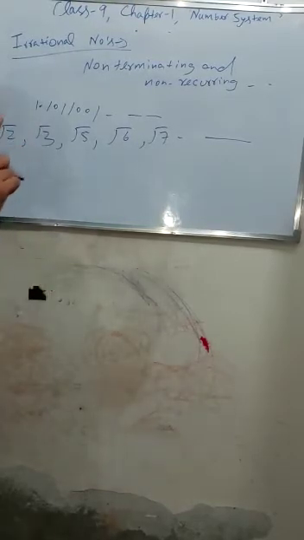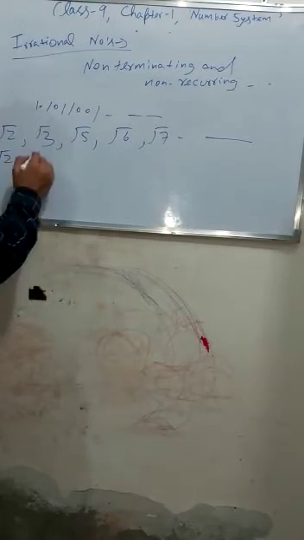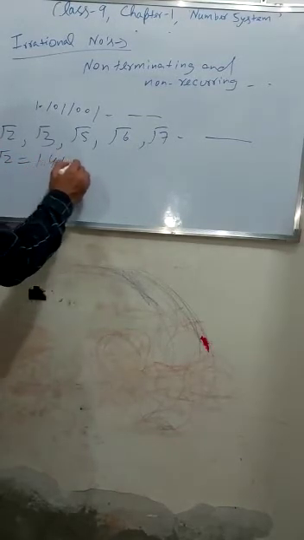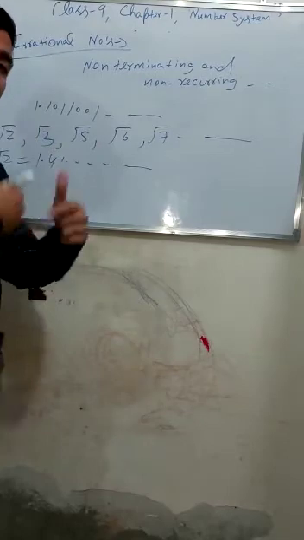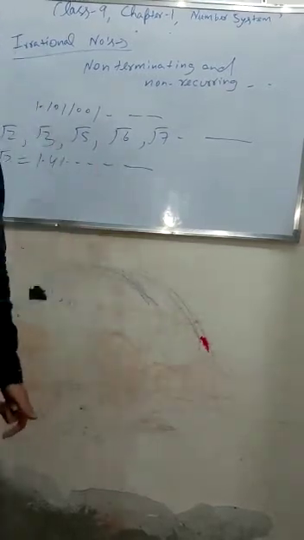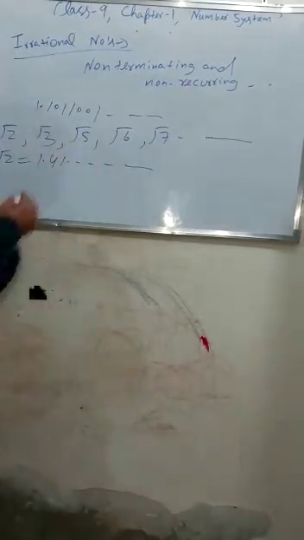That means their square root is irrational. For example, if you simplify under root 2, you will find 1.41 and so on. When you simplify, this value will be non-terminating and non-recurring, right? Okay, everyone.